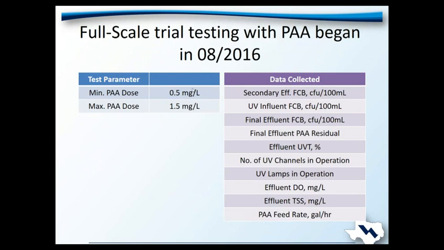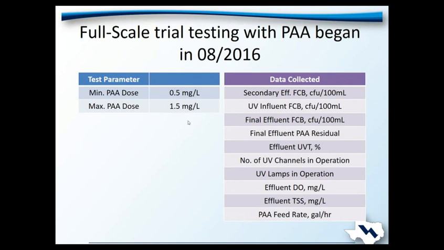A lot of data is being collected. This full-scale trial is still ongoing. I wanted to point out the dosing parameters. A minimum PAA dose that's been applied since August of 2016 is 0.5 milligrams per liter PAA. The other thing to point out, whenever they're applying PAA, the UV is on as well. So UV is continuously running. And so part of the data set that's being collected is the effect of peracetic acid on the operation of the UV disinfection channel. We're looking at the effect of PAA on the effluent UVT, the number of UV channels in operation, and how much power is required in those UV channels, given the PAA dose upstream.